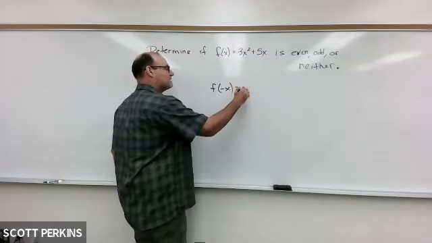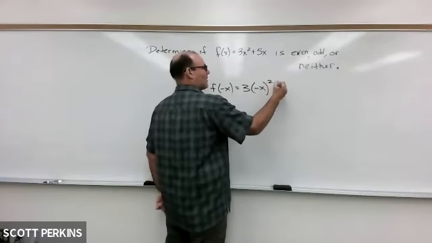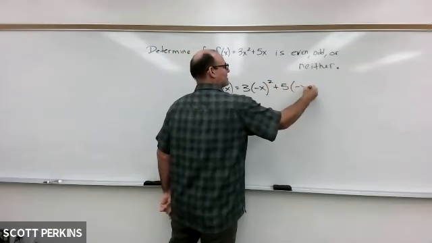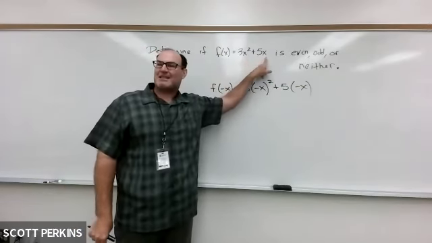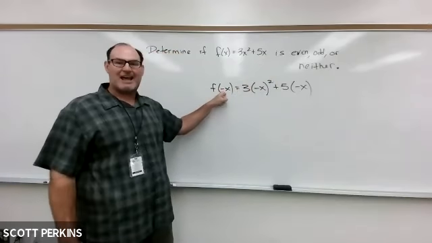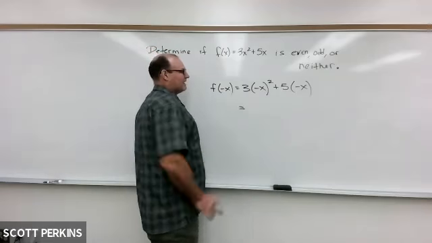So I'm going to start with this. I'm going to plug in a negative x in here. So I've got negative x squared plus 5 times negative x. All I've done is, everywhere there was an x in the original function, I've plugged in a negative x. And let's see what happens.